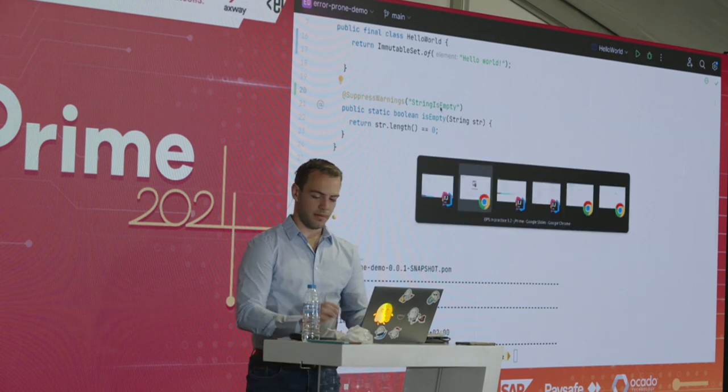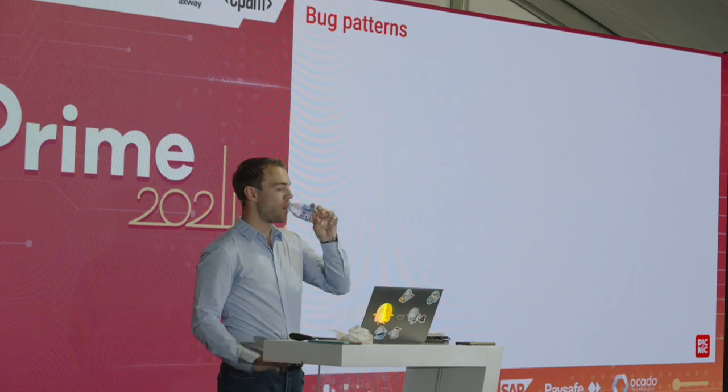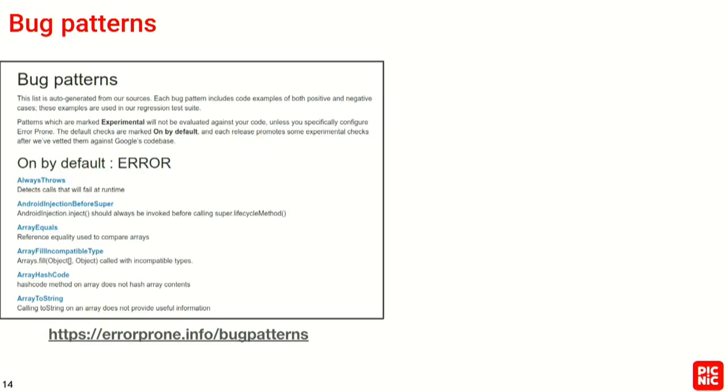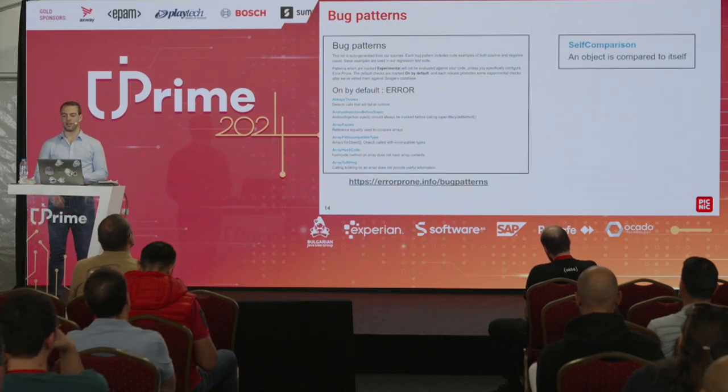Okay. Now, on to some examples. There is a documentation website of Google itself, where you can find information on all the different 500 bug patterns, and see how you can suppress them and why they are good checks. But I will also highlight some examples to give you an idea of all the things that you can do with Error Prone.